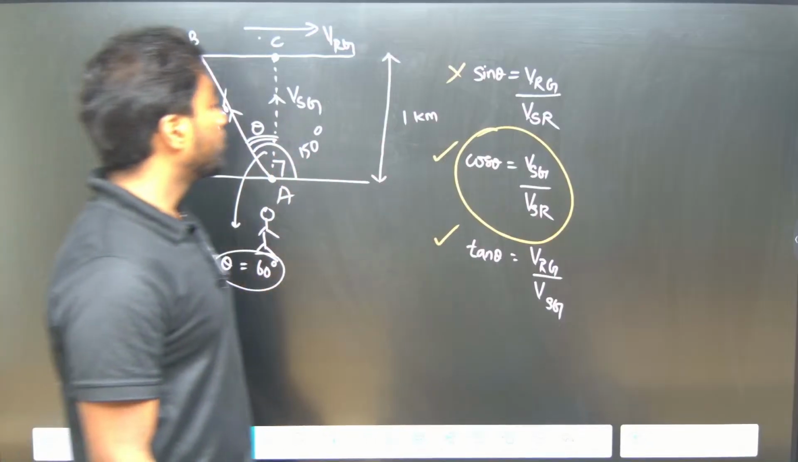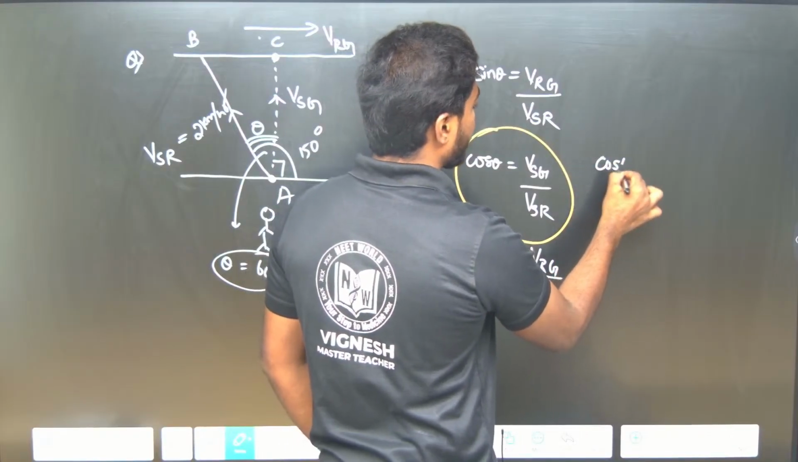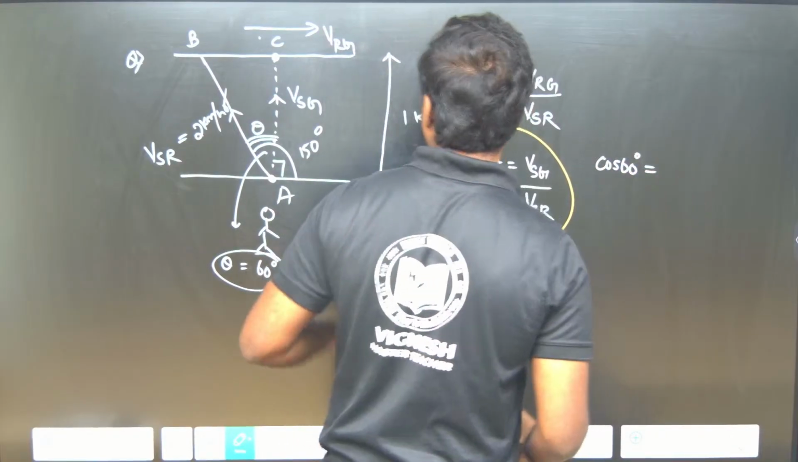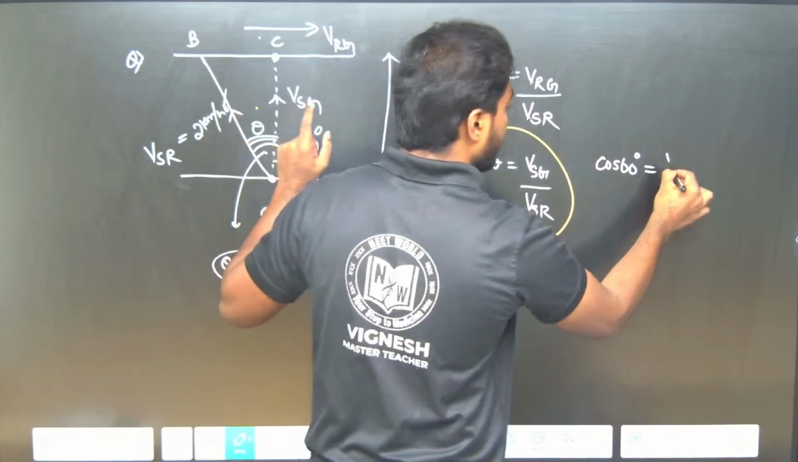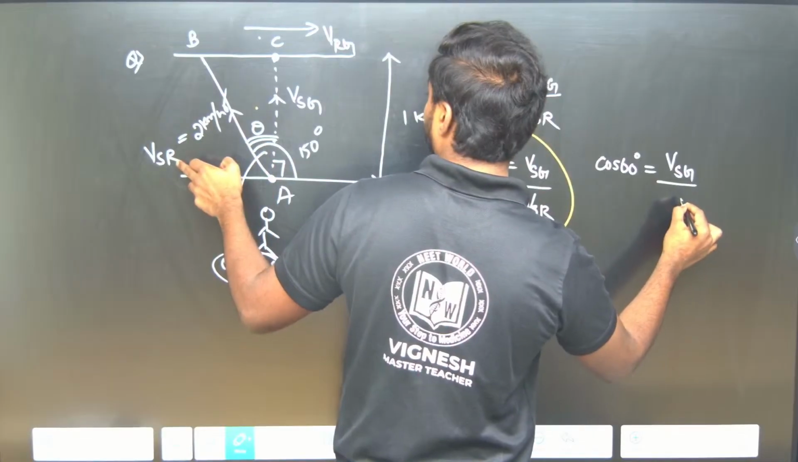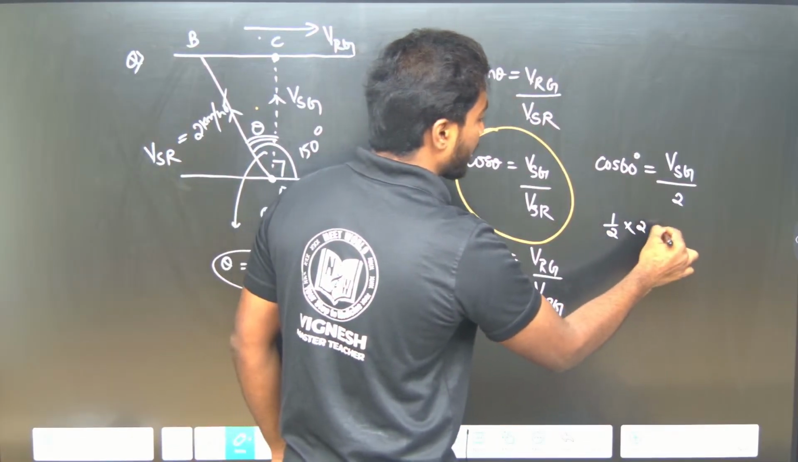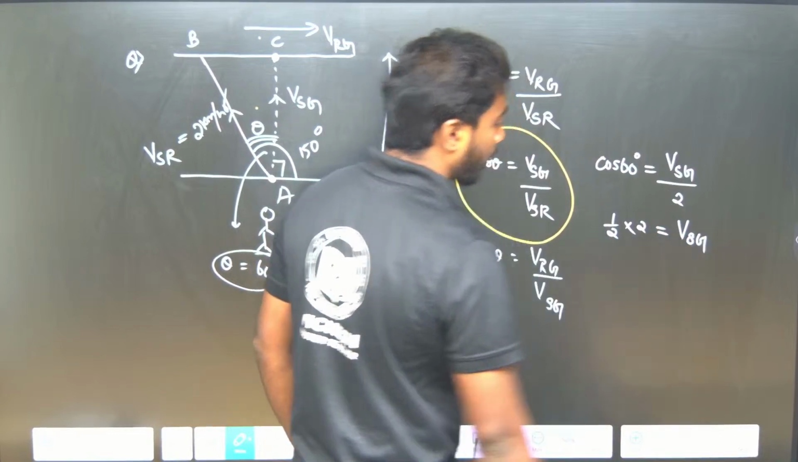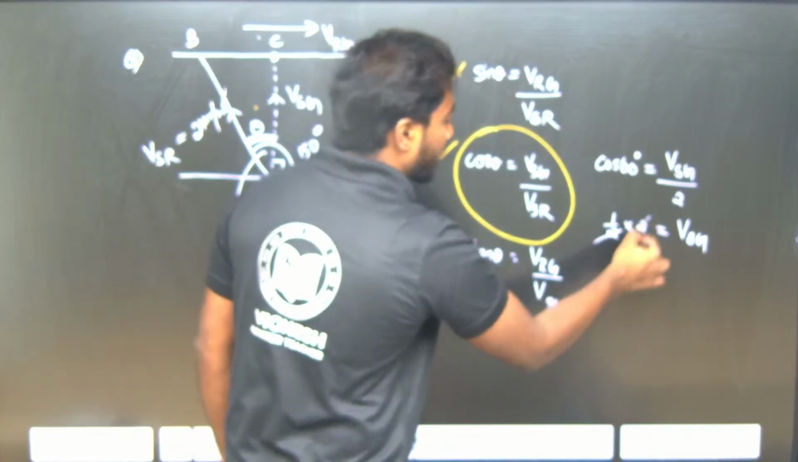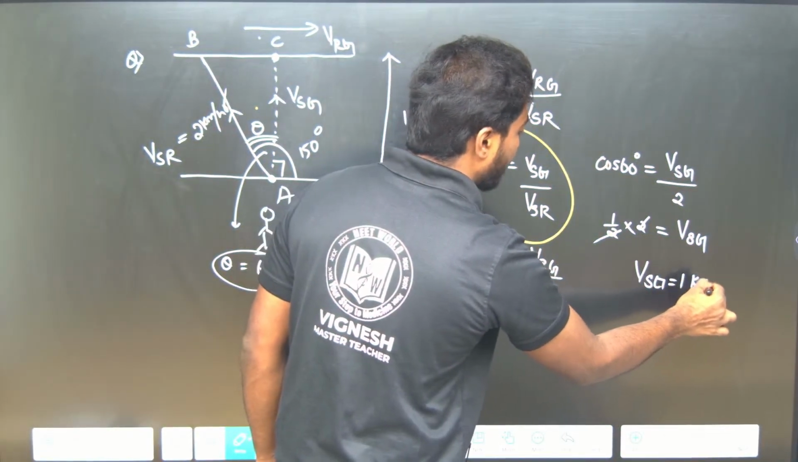Right? So cos 60 will be equal to velocity of the swimmer with respect to ground divided by velocity of the swimmer with respect to river, which is 2. Cos 60 is 1/2, so 1/2 times 2 will be equal to velocity of the swimmer with respect to ground. So 2 and 2 get cancelled. So the velocity of the swimmer with respect to ground is 1 km per hour.